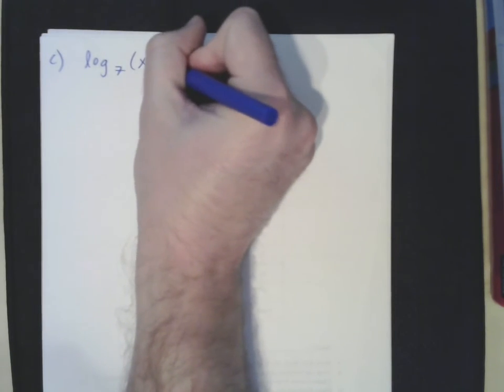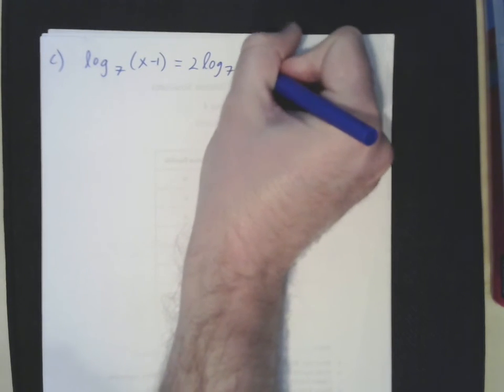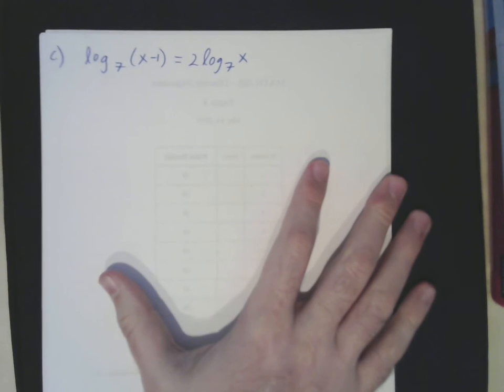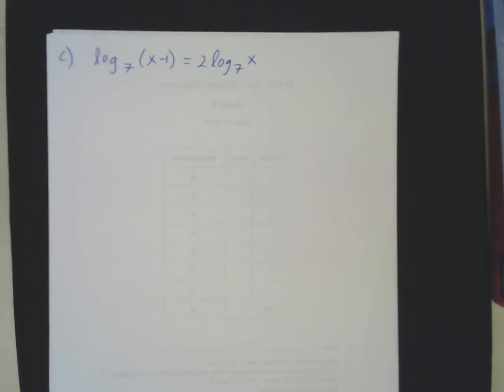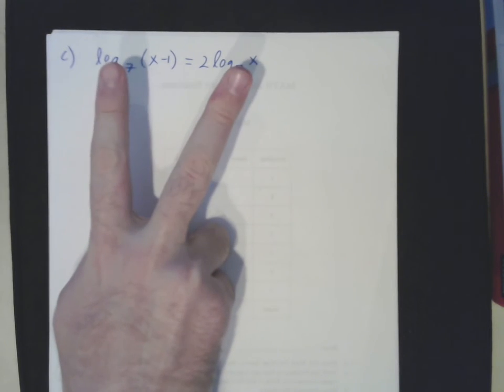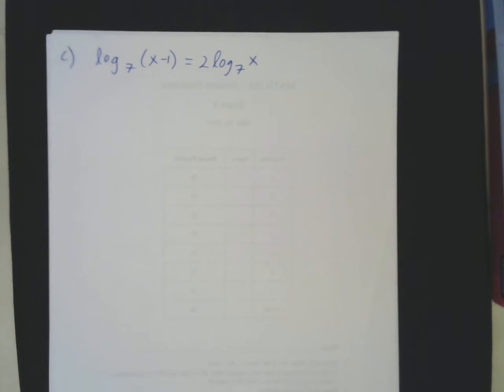So the next one will be log base 7 of x minus 1 equals 2 log base 7 of x. So basically what we want to be doing each time is using properties of logarithms or properties of exponents to rewrite these in a more fortuitous version, something that we can actually solve. So try pausing, manipulate these using our properties of logarithms to try and solve. I'm going to start going through it now.